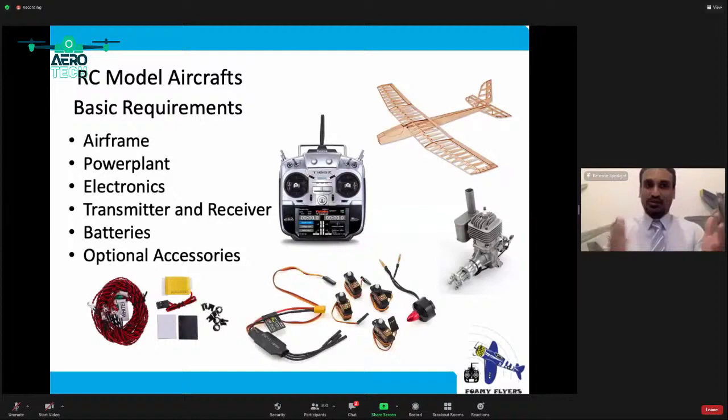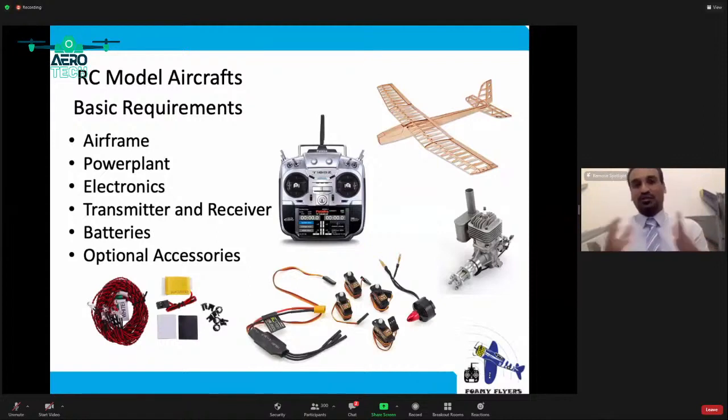So the airframe: obviously, those 8 airframe types you can basically buy or maybe build as well. The power plant, obviously you'll have to buy from some outsourced company. And electronics: transmitter and receiver, batteries, and optional accessories, which I'll talk about in much more detail in a few more minutes. Right, let's talk about the airframe.